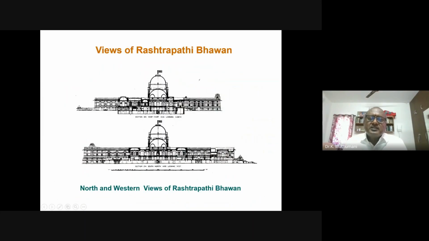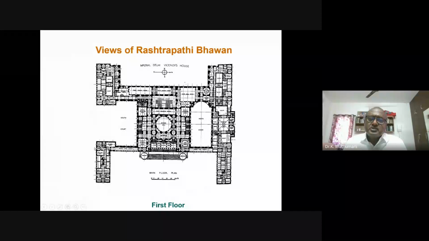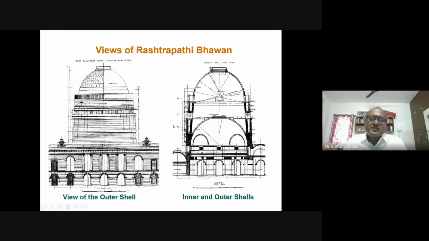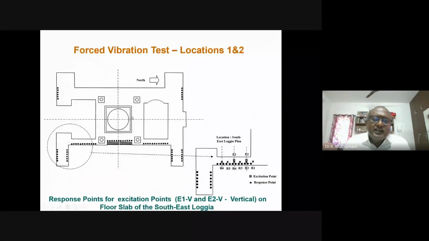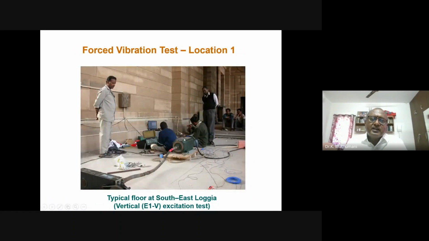For example, this is the elevation of the building. We have taken this as one block, this as another block, and the dome as a separate block. This is what we call substructuring. So this is taken as one substructure, this as another substructure, and the central portion as another substructure. For example, the dome, with its inner and outer shells, is taken as a single subsystem. In each of these we have instrumented and measured the vibration levels, and this is how we did the test.